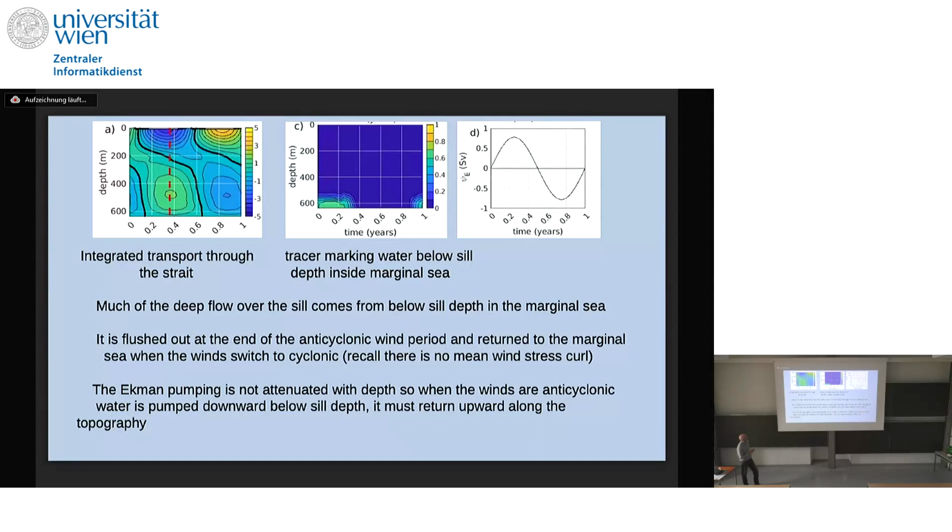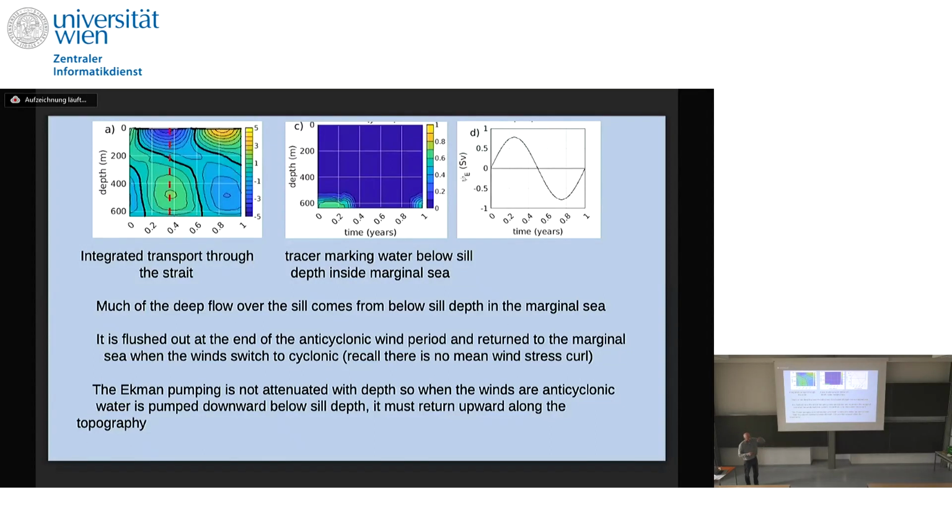This is just kind of an interesting detail. I added a tracer within the marginal sea, a passive tracer that I restored toward 1 below the sill depth. And this is the transport of that tracer, the value of that tracer in the strait. And we can see here, some of that water that's coming over the sill came from below sill depth. So there's some aspiration in the marginal sea. I'm flushing out the deep marginal sea. And that kind of makes sense.